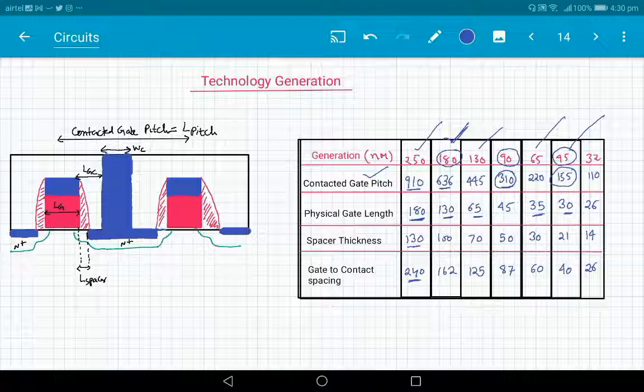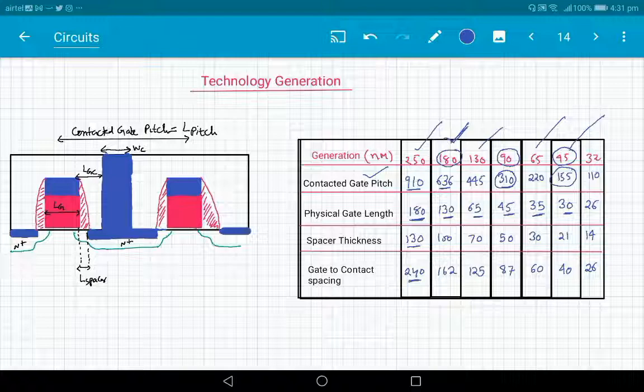All right, so the point was that earlier in the beginning, when we said it's a 1 micron technology, it often meant that the physical gate length was very close to that. But now you can see here, physical gate length is significantly different from technology node number here. As an example, when we have 90 nanometer technology, the physical gate length is only 45 nanometer here.